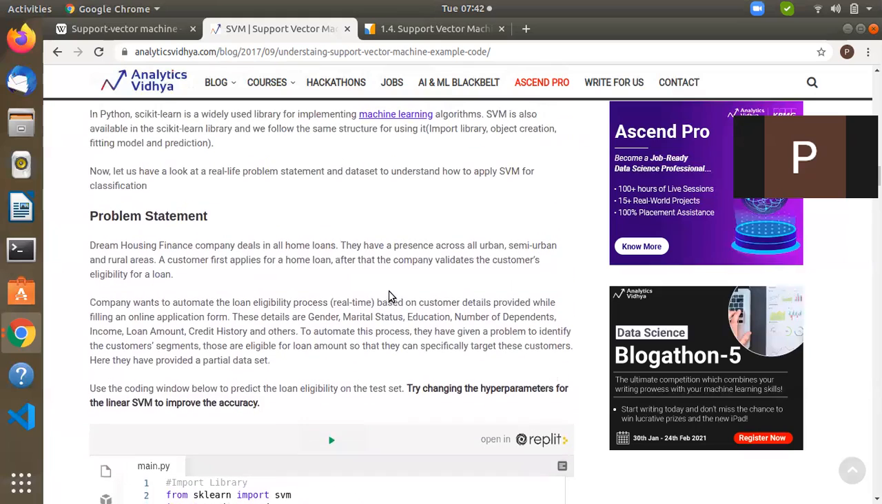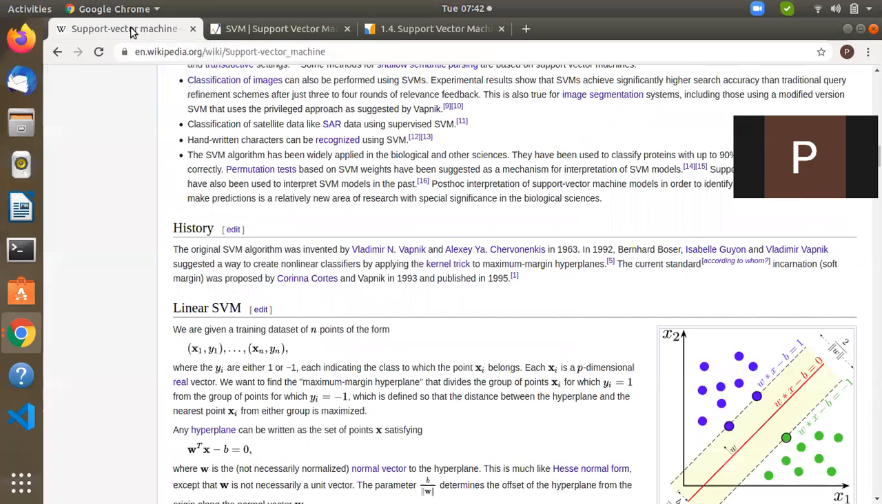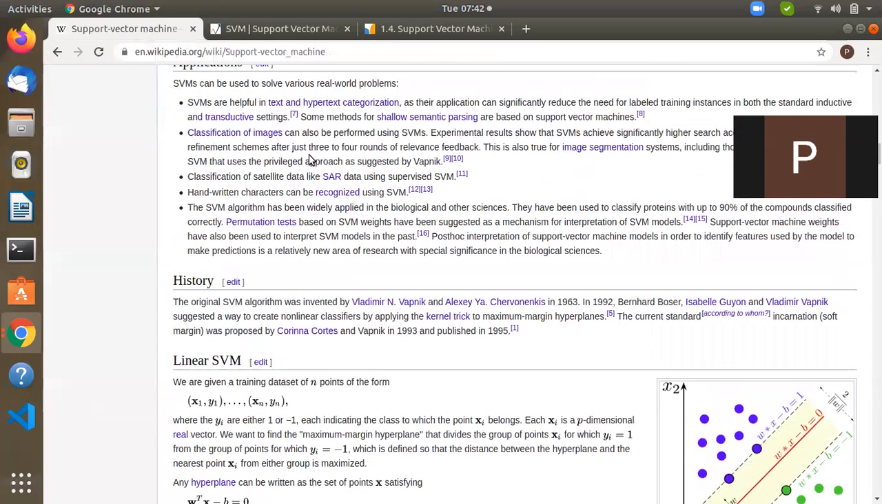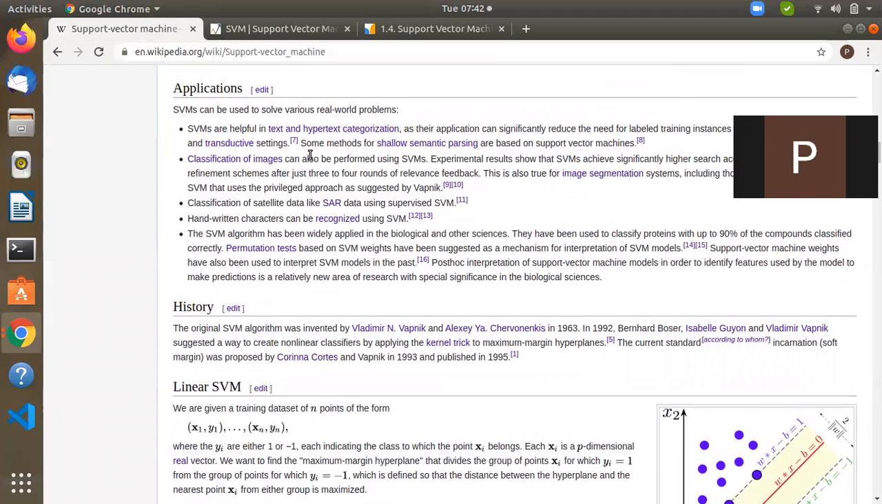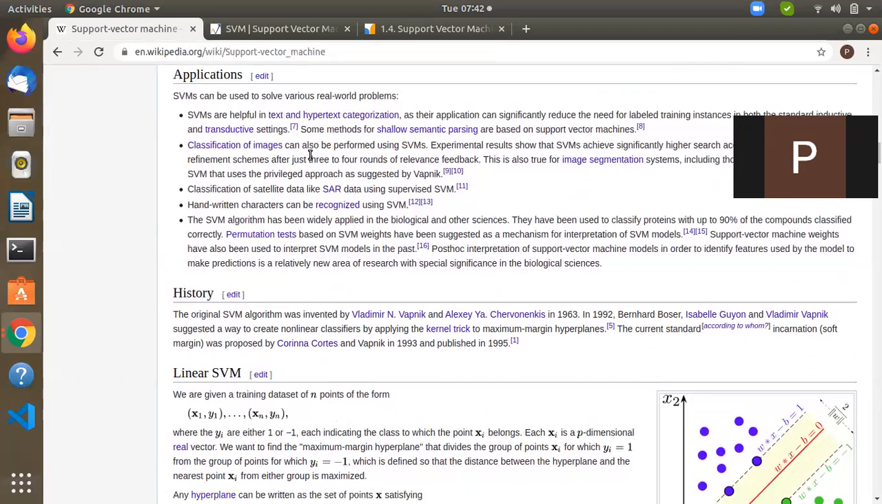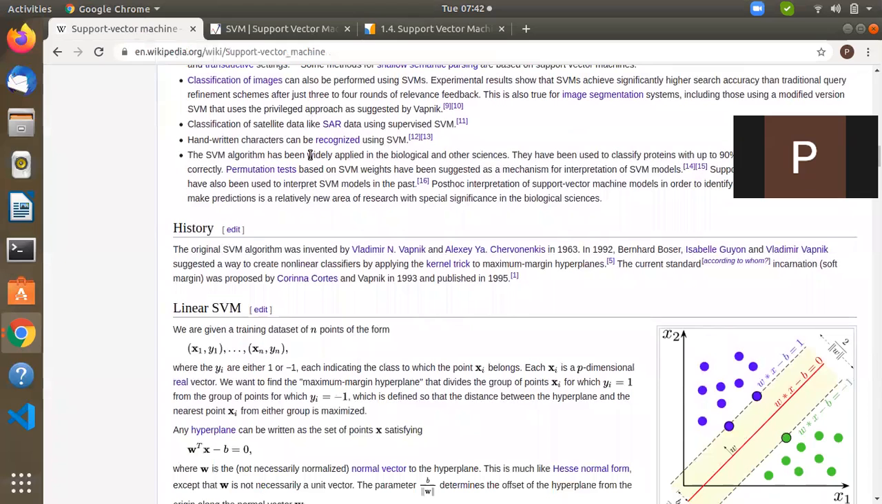Okay, let's go to the math intuition behind SVM. I'll be explaining that. In that, I'll be explaining all the terms: support vectors, hyperplanes, marginal distance, linearly separable, and non-linearly separable.